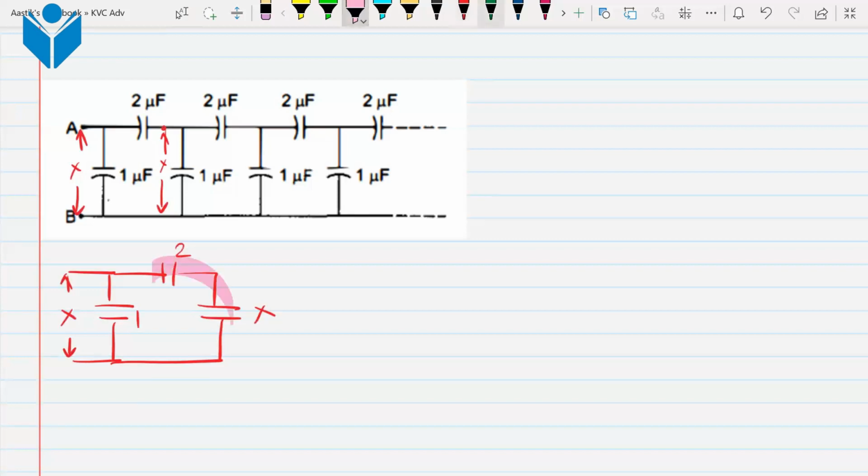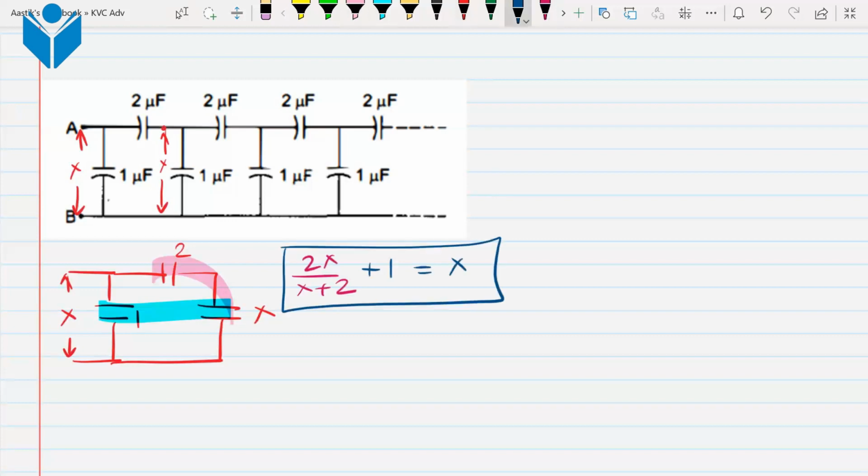x and 2 are in series, so the effective combination becomes 2x upon x plus 2. Then they are in parallel, so it becomes plus 1. That should be equal to x. This is the same equation that we got in the previous case. Therefore, the answer for this one is also going to come as 2 microfarad. Do we understand this, everyone?